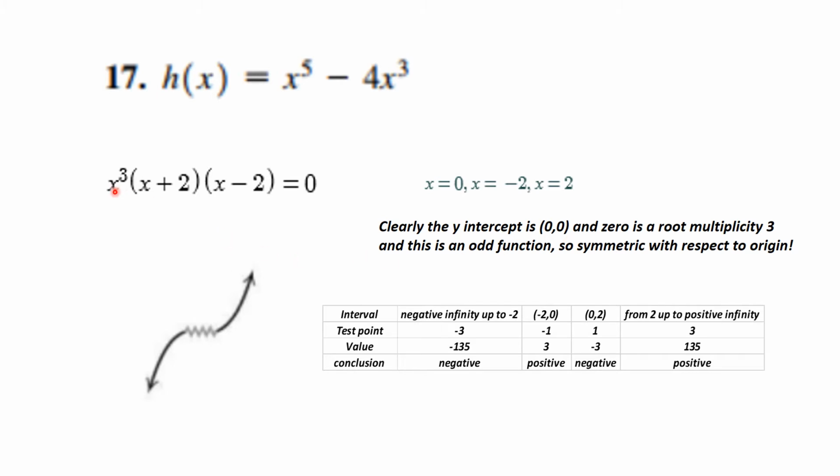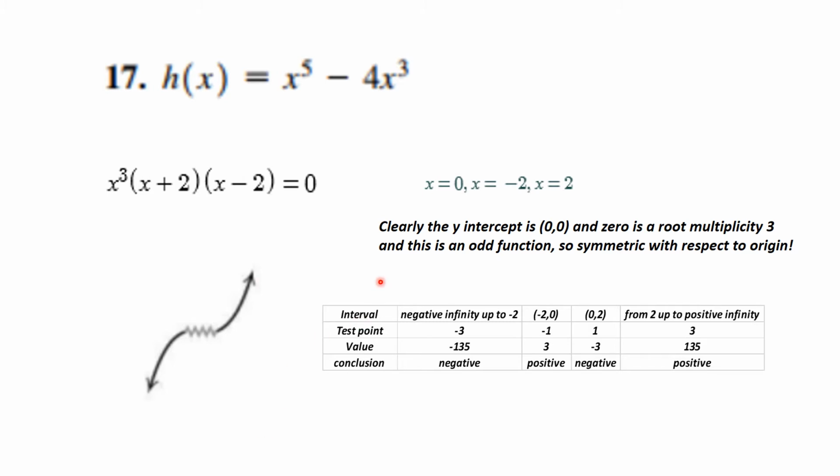I also note that x equals 0 is a root of multiplicity 3. And this is an odd function because the only powers of the exponents that we have are odd powers, so this is symmetric with respect to the origin. And if you think about the end behavior, that means you're going to have a left-handed wave.